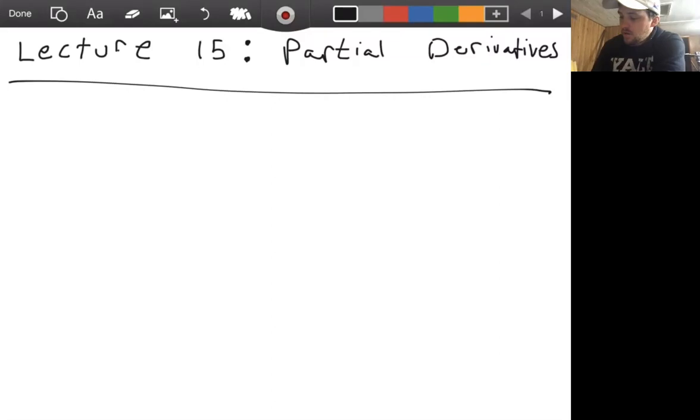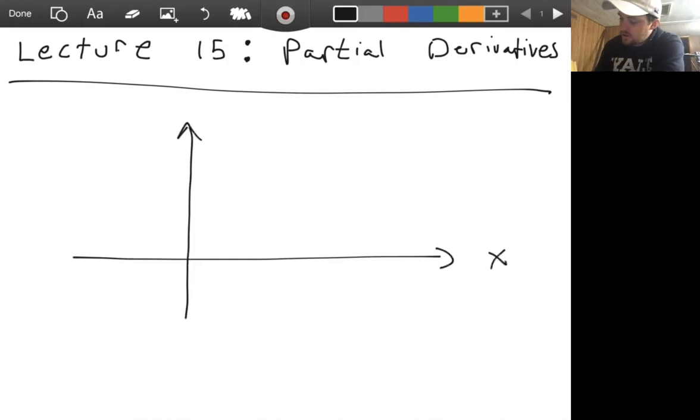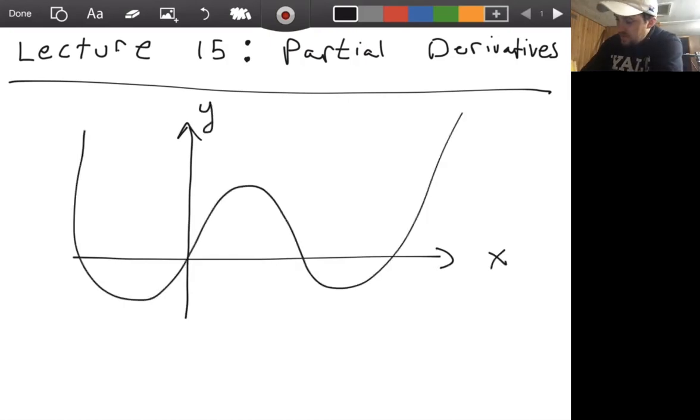So if you'll recall, how did we define the derivative of a function? Well, we have some curve, say here, does something like this. We can say this is y equals f of x, right? And how did we define the derivative?